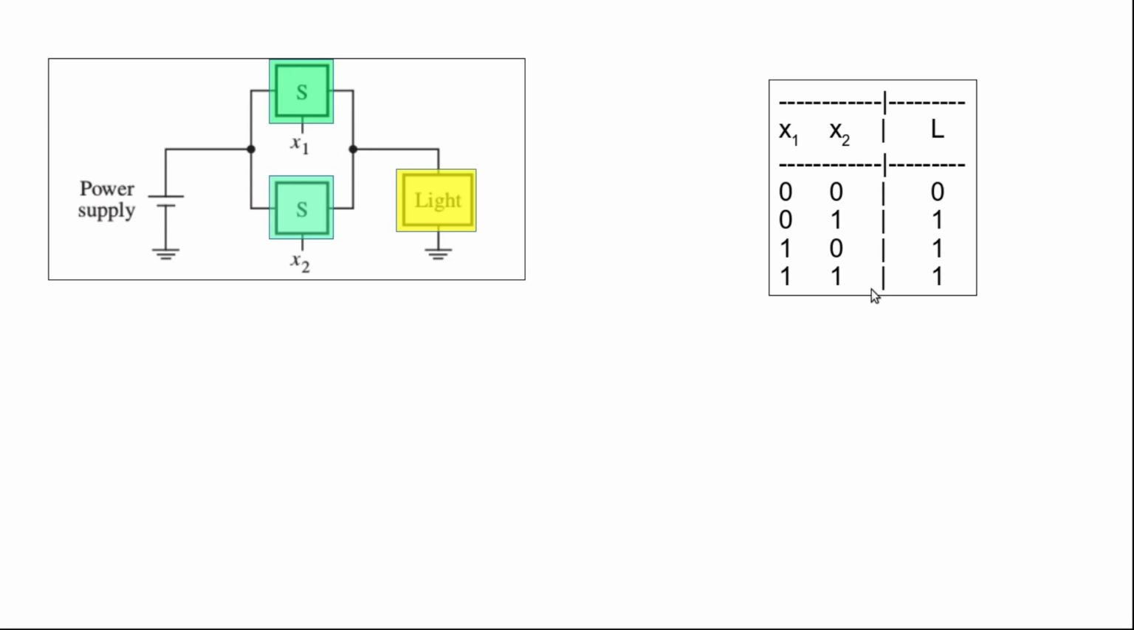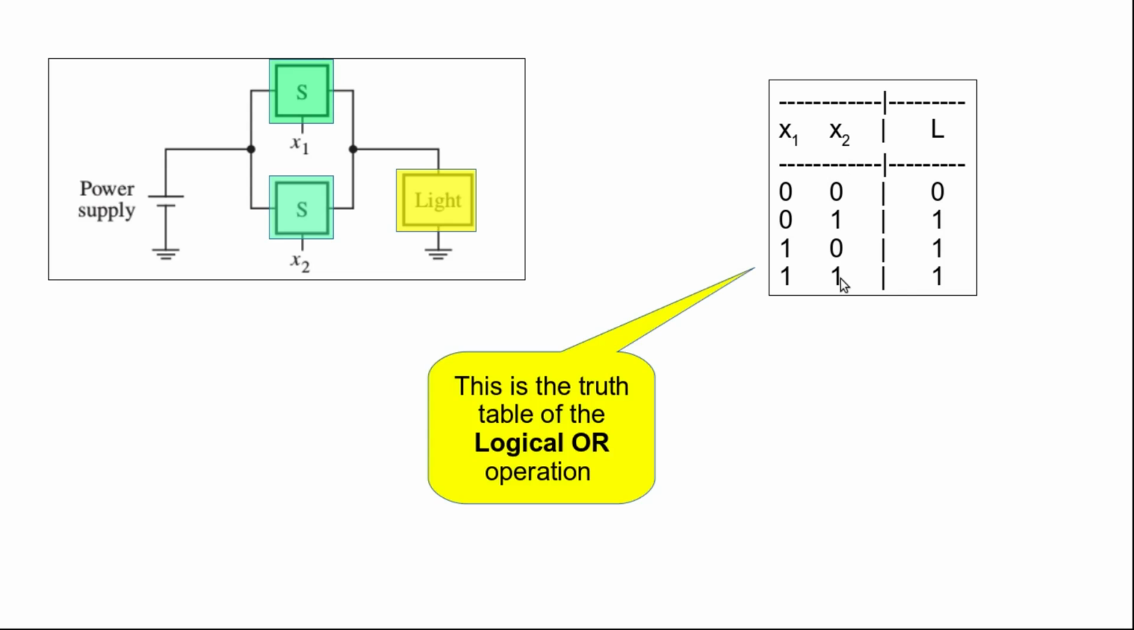And again, if we look at this truth table closely, this is nothing but our logical OR operation. And hence we can write the logic expression as L, which is a function of x1 and x2, is defined by x1 logical OR x2.